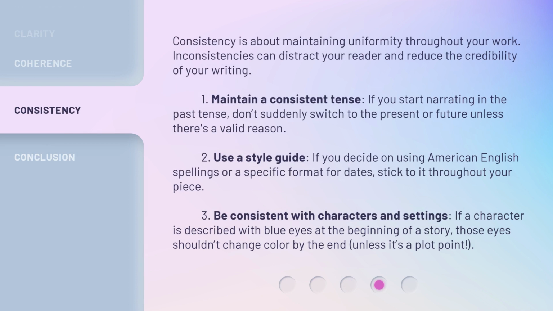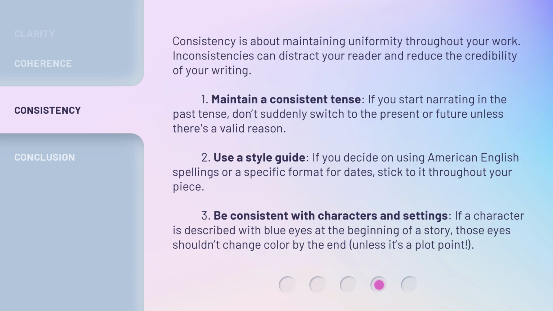Consistency is about maintaining uniformity throughout your work. Inconsistencies can distract your reader and reduce the credibility of your writing. 1. Maintain a consistent tense. If you start narrating in the past tense, don't suddenly switch to the present or future unless there's a valid reason. 2. Use a style guide.